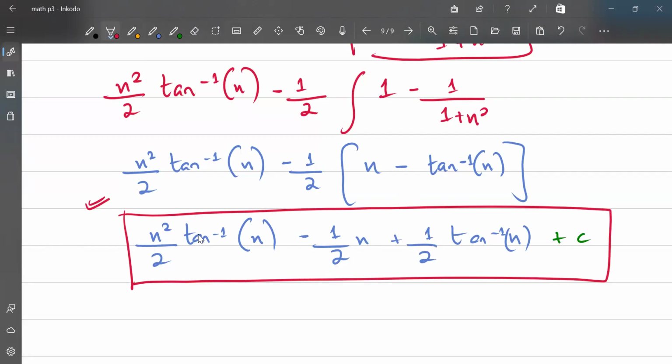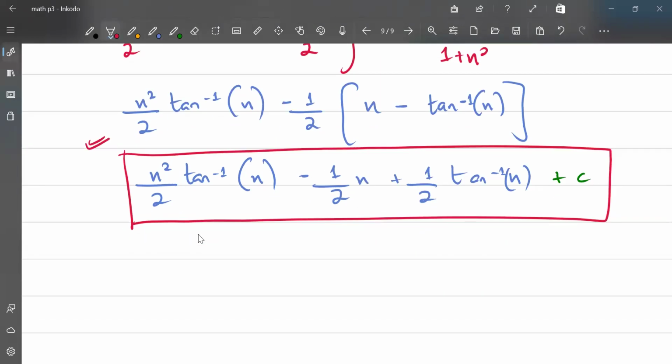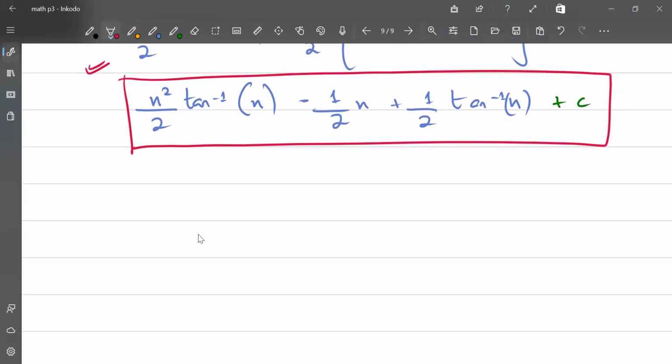So this is integration by parts for you. And now we are only left with two models, which you must have encountered in AS, but we will still recap them.